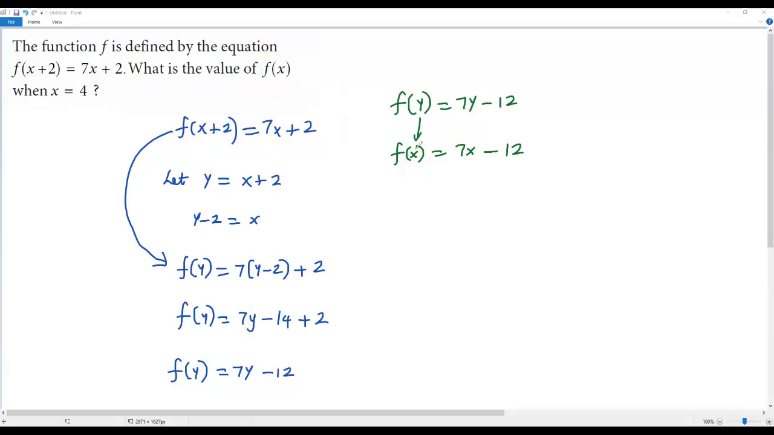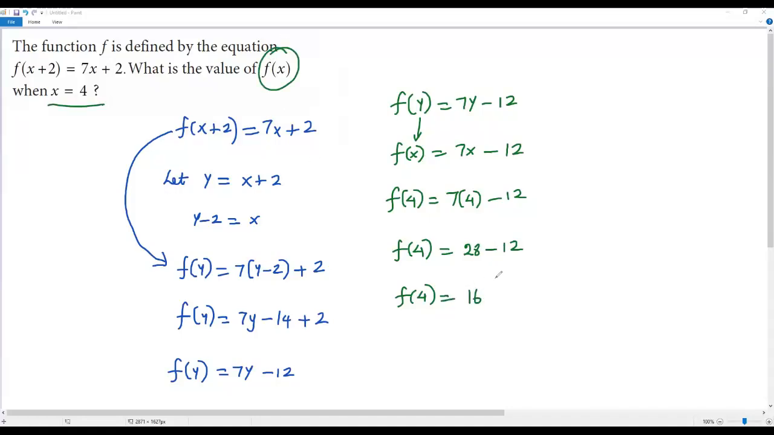We have to find the value of this f of x at x equals 4. That means we have to plug in 4 for this x. Then I'll be getting f of 4 equals, on the right side also I have to plug in 4 for x, 7 times 4 minus 12. So f of 4 equals 7 times 4 is 28 minus 12. When I subtract 12 from 28, I'm getting 16. So the value of f of x at x equals 4 is 16.